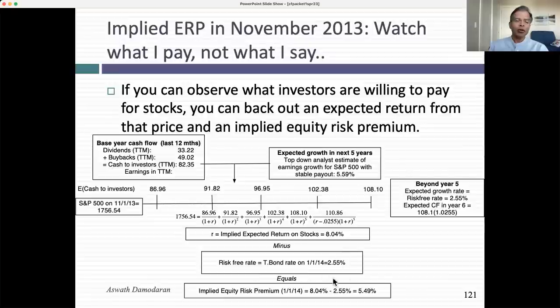You subtract out the T-bond rate on that day. The difference is my implied equity risk premium, 5.49%. So November 1st of 2013, if you ask me, what's the equity risk premium for the US? I'm not going to ask people. I'm not going to look backwards. I'm going to look at what people are paying for stocks and say it's about 5.5%. It's implied in stock prices.